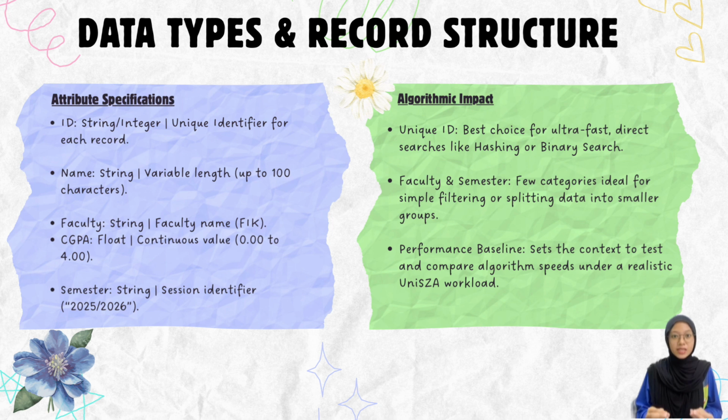The unique ID is our best choice for ultra-fast direct search like hashing or binary search. On the other hand, faculty and semester have a few categories, making them ideal for simple filter or split the data into smaller groups.